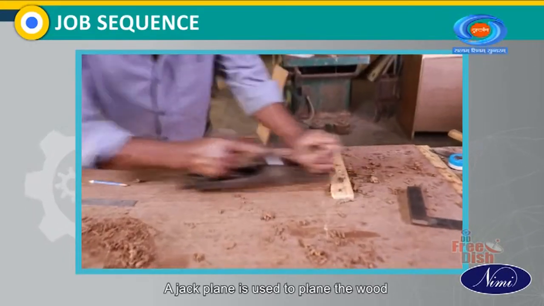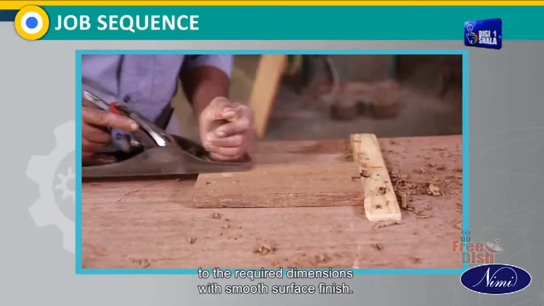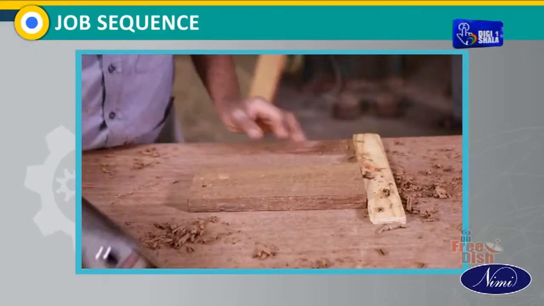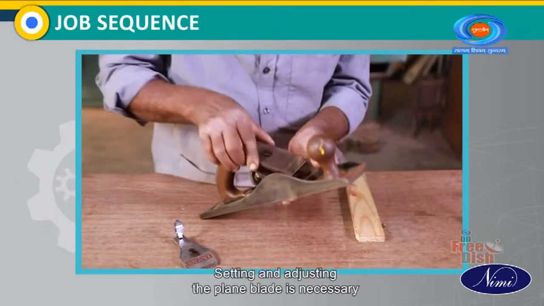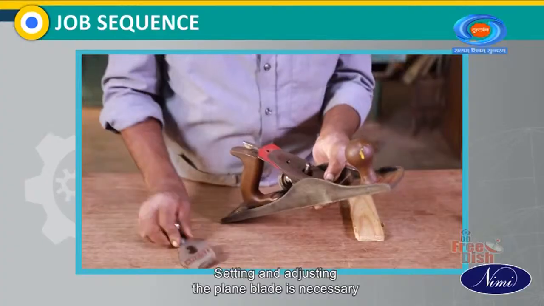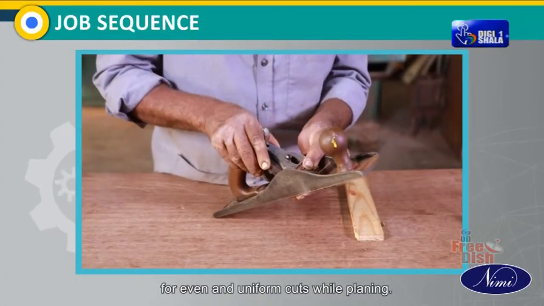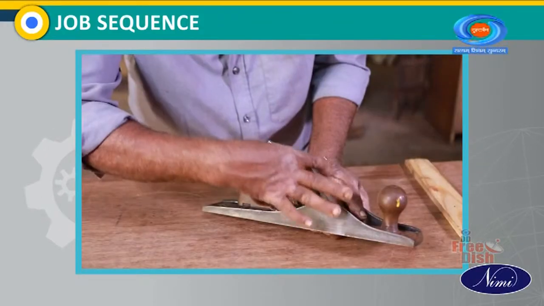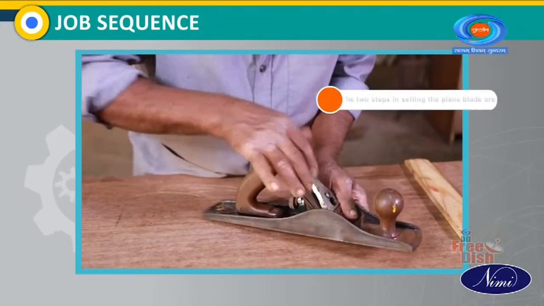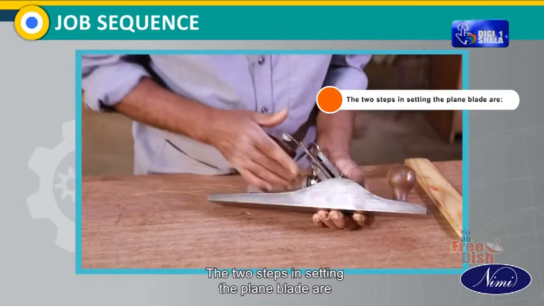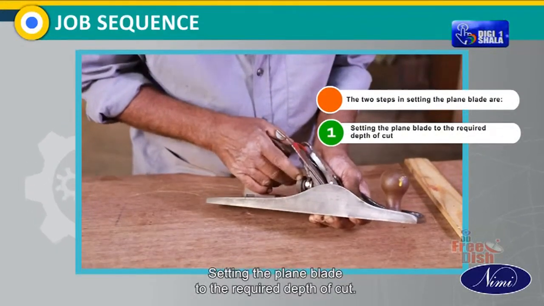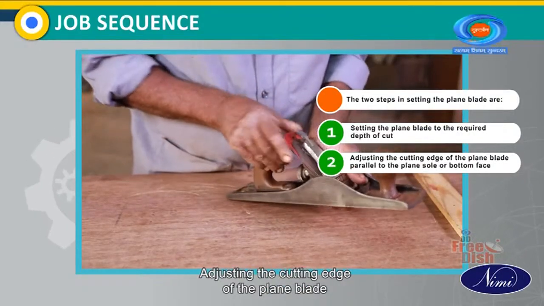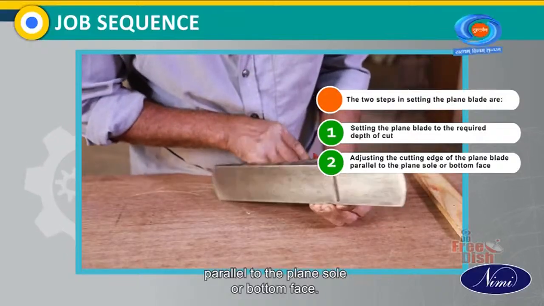A jack plane is used to plane the wood to the required dimensions with smooth surface finish. Setting and adjusting the plane blade is necessary for even and uniform cuts while planing. The two steps in setting the plane blade are: setting the plane blade to the required depth of cut, adjusting the cutting edge of the plane blade parallel to the plane sole or bottom face.